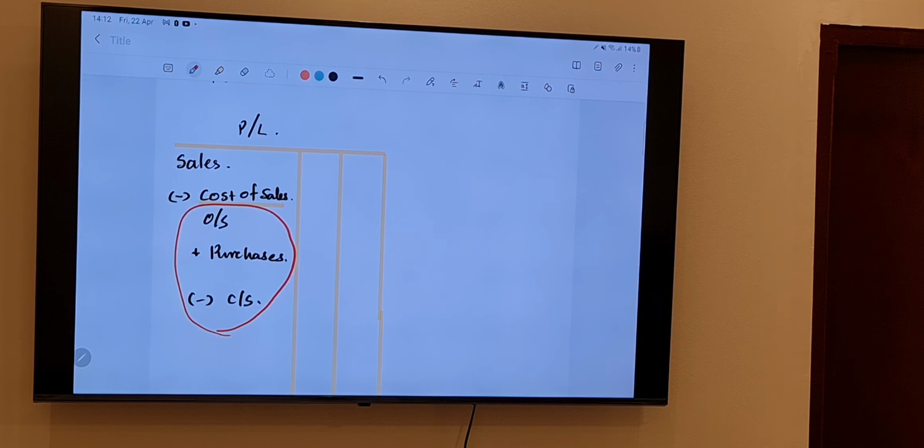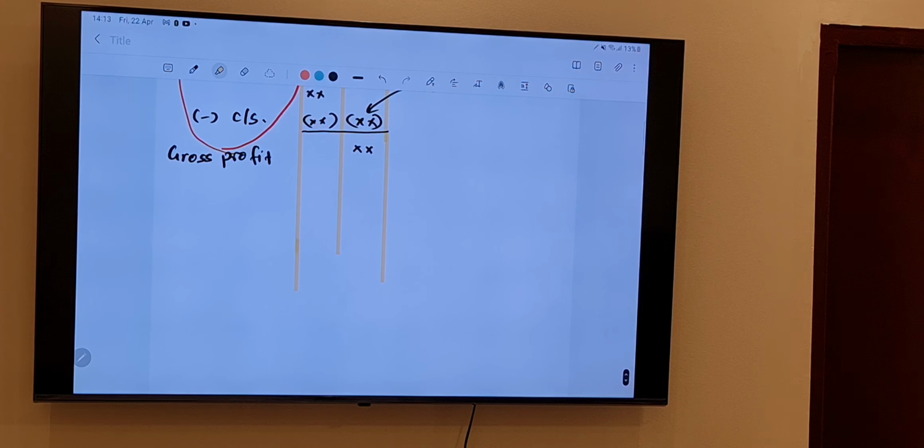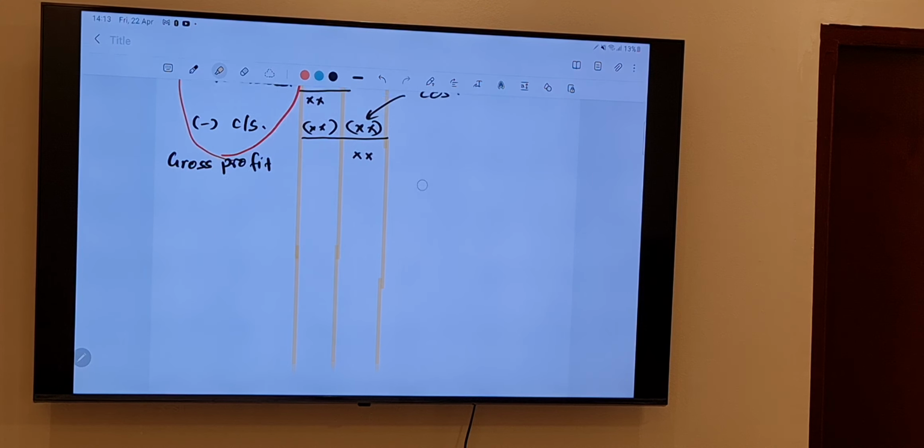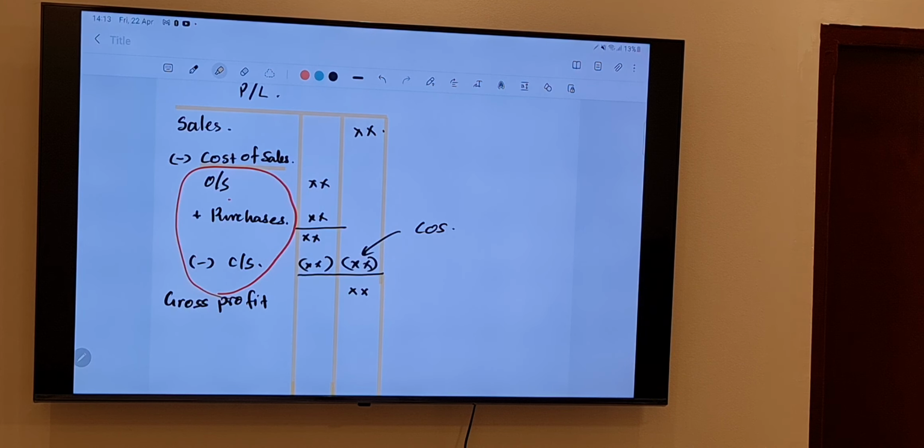So you have this, then you answer here is gross profit. Here you have the sales, opening stock, purchases, you take the total and then you subtract the closing stock. Then this answer is cost of sales. And then you subtract cost of sales from sales. OS is opening stock. CS is closing stock. So we have the difference, which is gross profit. You will add the opening stock with purchases, plus, not minus.